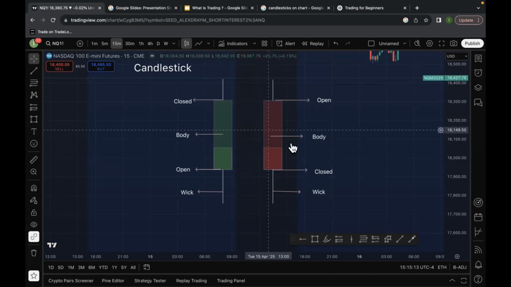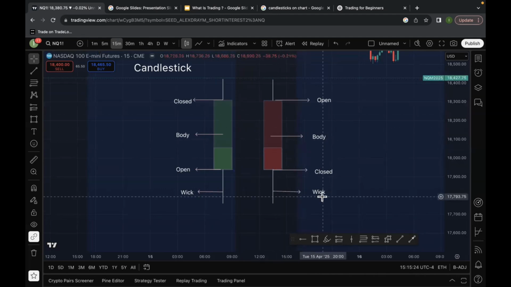The red candlestick is bearish, and it just means the opposite. It's going down, right? So if I were to buy Apple at $10 and now Apple's at $8, that means you would see a red candlestick because it's bearish. We're losing value. Simple. Now let's talk about how to read a green candlestick.